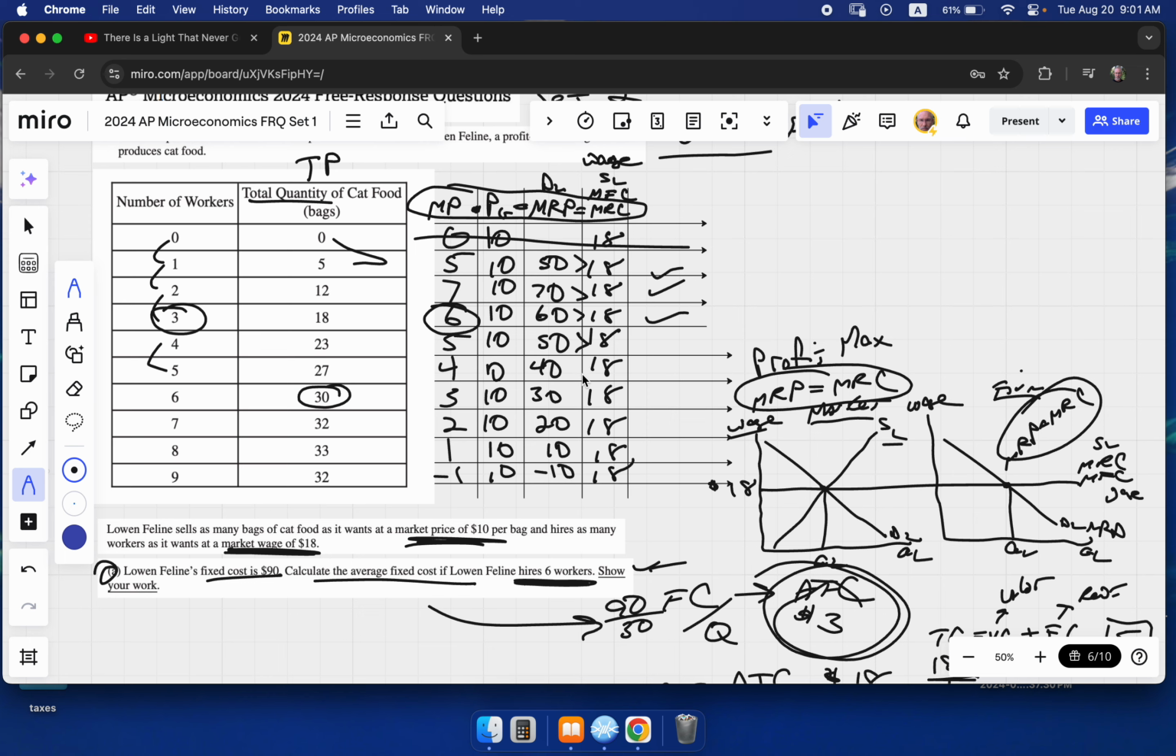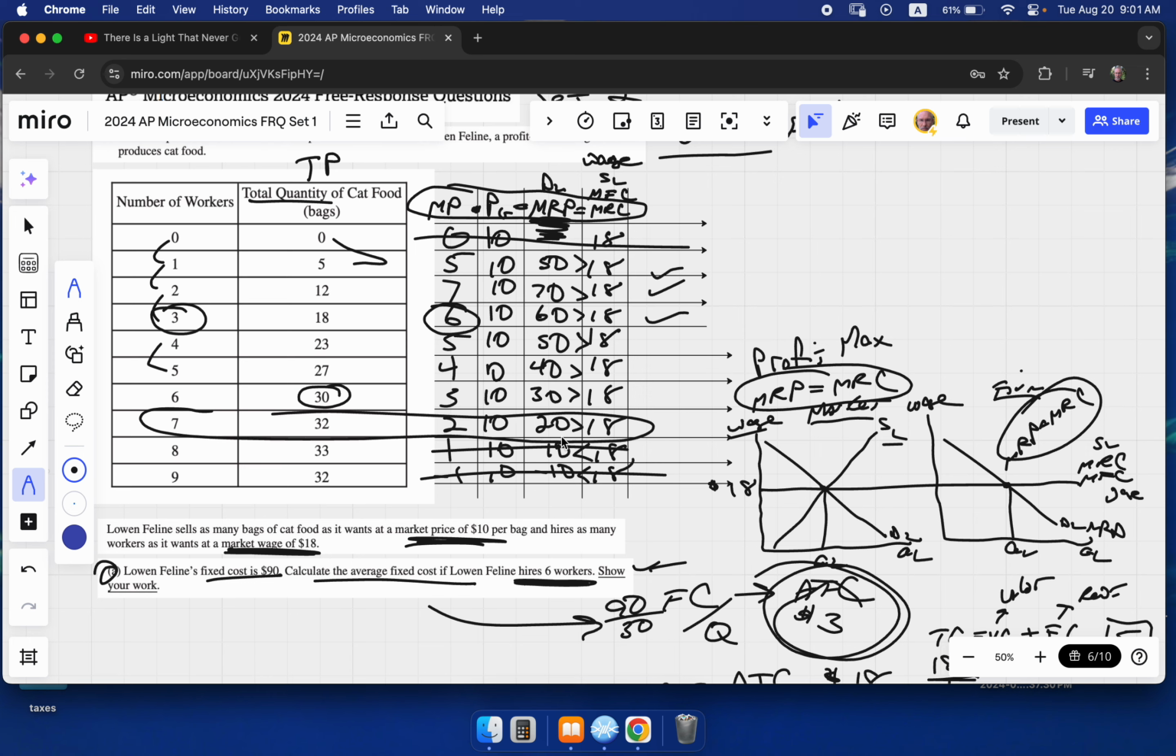You see what's going on here, right? So as long as the MRP is greater than the MRC, we keep hiring. As soon as the MRP is less than the MRC, we would not hire that worker at all. So neither one of these two are going to get hired. The last worker we would hire is number 7.